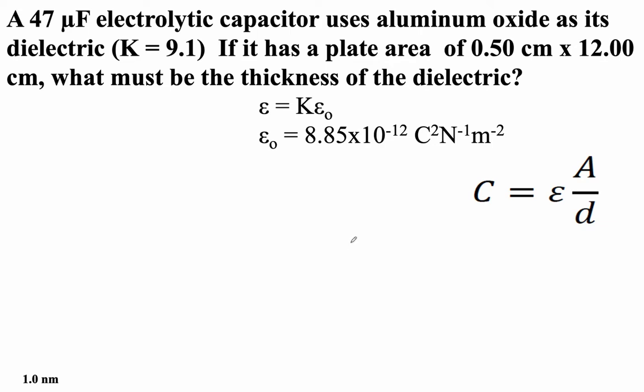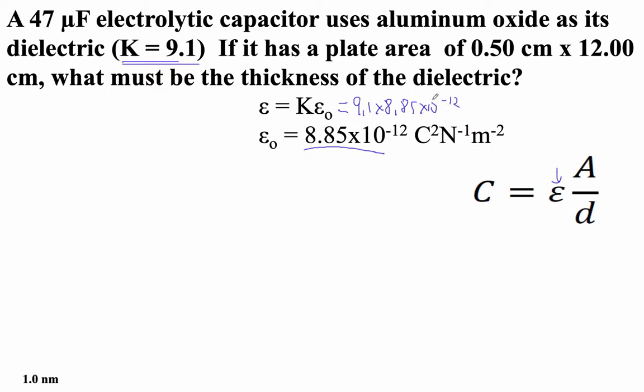All right, a 47 microfarad electrolytic capacitor uses aluminum oxide as its dielectric. Typically, it's some oxide. Oxides tend to be good insulators. And the K, the dielectric constant of aluminum oxide is 9.1, right? So this means that what we're going to use for this constant is not that of air or of a vacuum, but it's going to be 9.1 times that, times 8.85 times 10 to the minus 12.